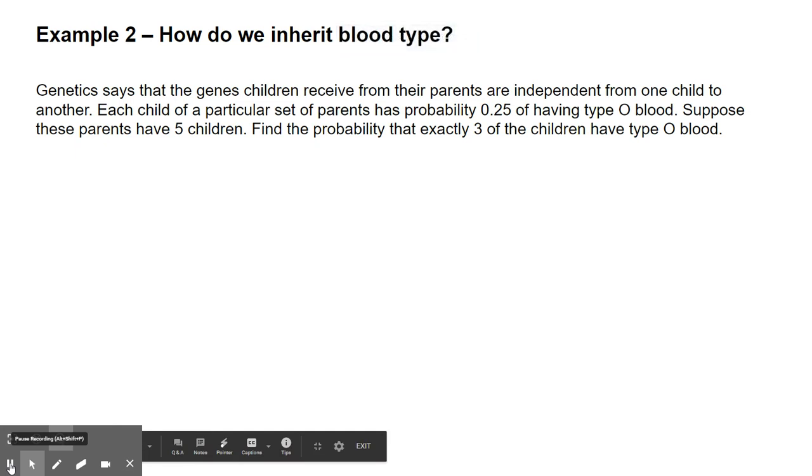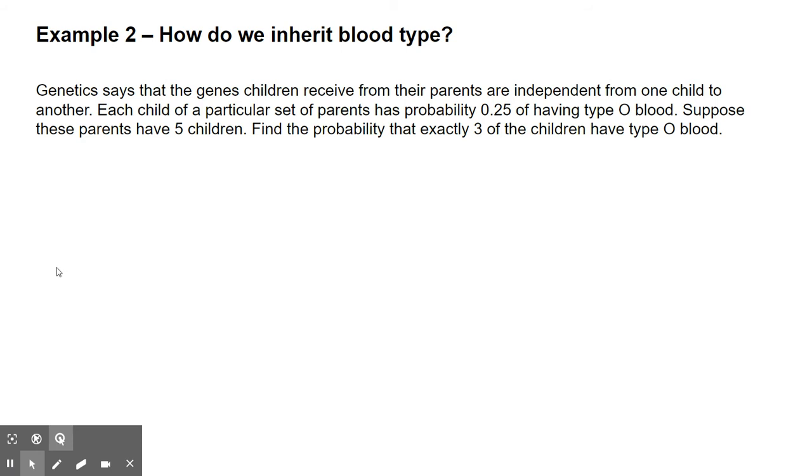Okay, example 2. How do we inherit blood type? Genetics say that the genes children receive from their parents are independent from one child to another. Each child of a particular set of parents has probability of 0.25 of having type O blood. Suppose these parents have 5 children. Find the probability of exactly 3 of them having type O blood.